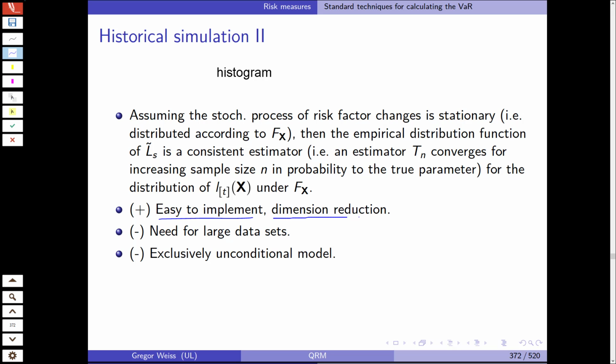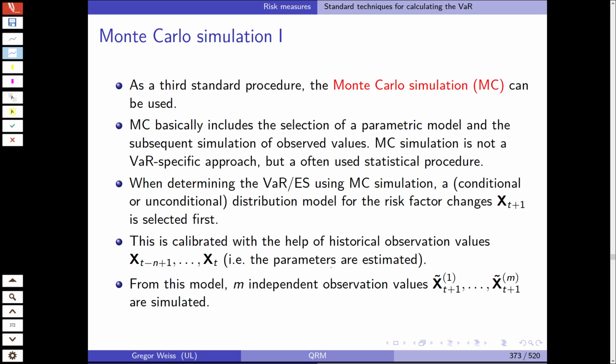You can reduce the dimension by looking at the losses directly, but you need large data sets, you need historical data, and it's exclusively unconditional. You cannot use a time series model for this.